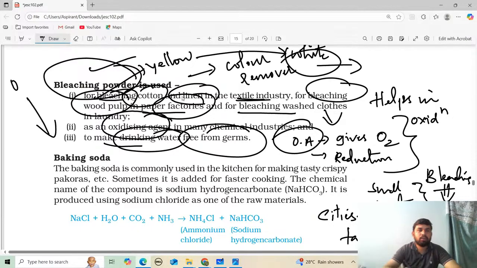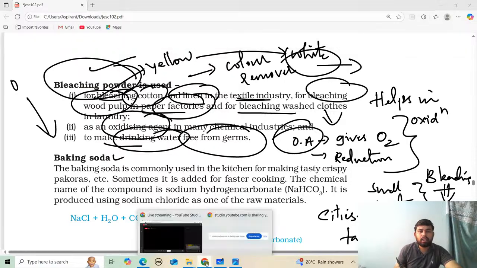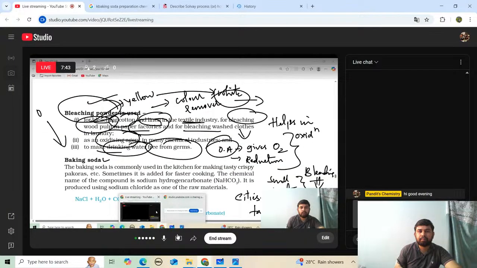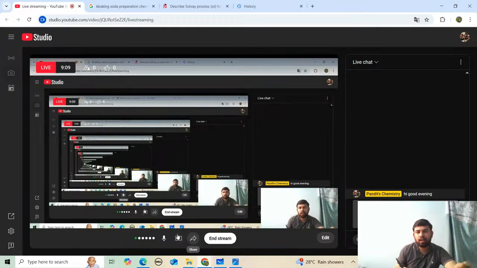Okay, next we come to baking soda. Try to understand this baking soda. It is prepared by a process called the Solvay process. In that, different chambers will be there and different reactions will take place. Let me explain this process here.